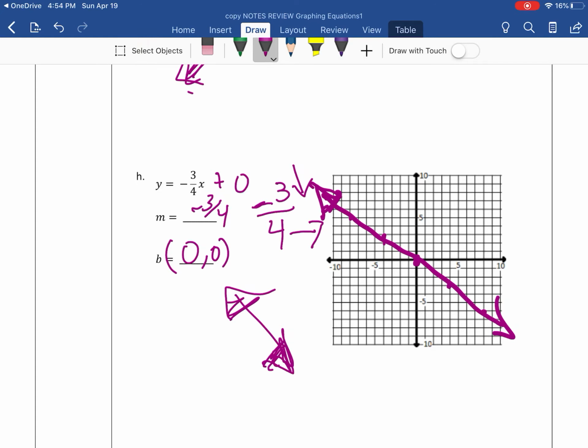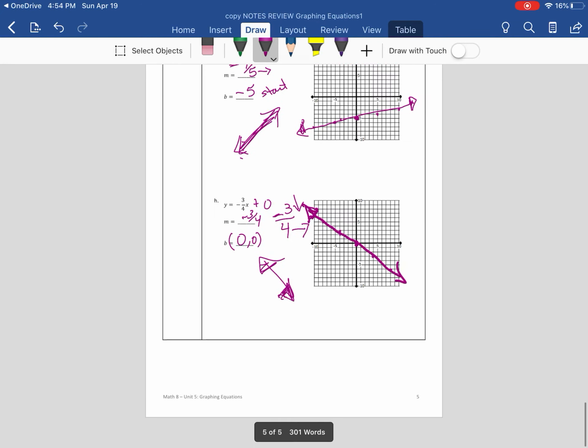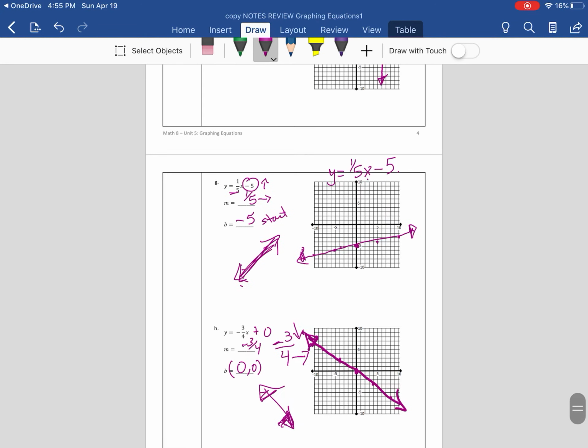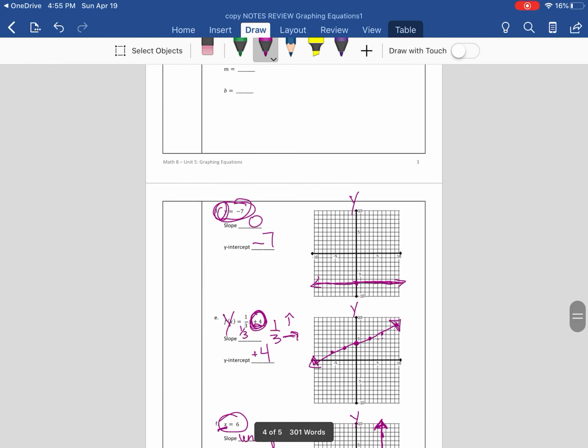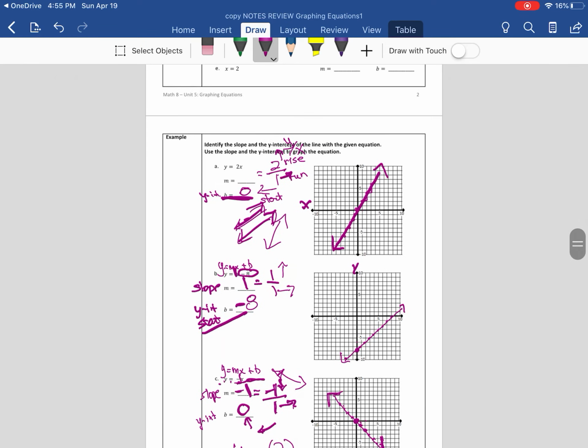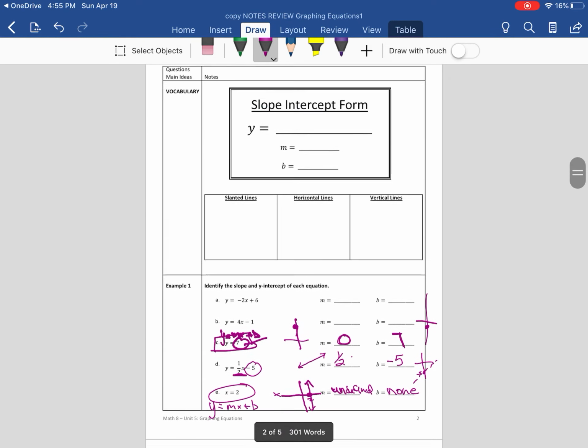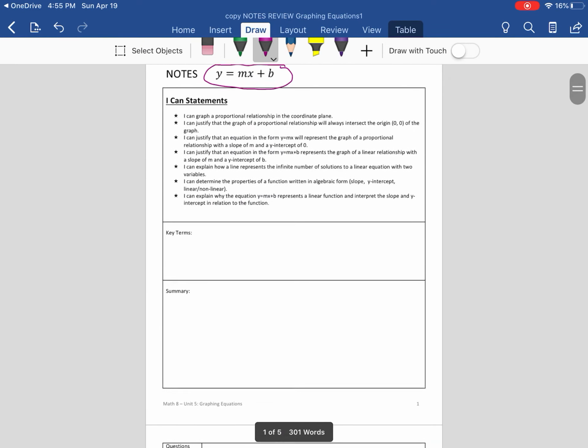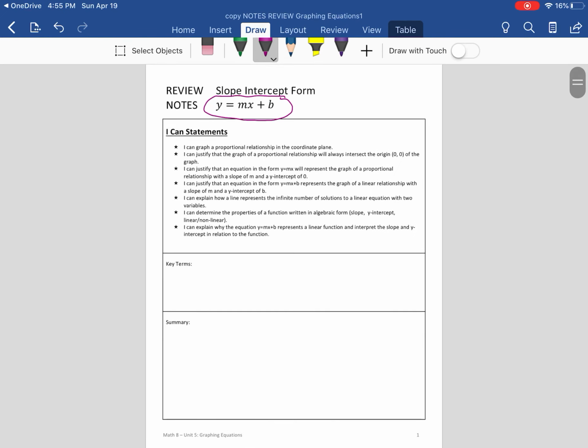All right, now as you can see, mine are pretty good. I have a pen. Please take your time when you do your worksheet so I can see where you're starting your graph on the y-axis. Make sure that I can see what points you're going through. Okay, that should do it. So all right, that's it for slope intercept form. That's our review. Now you need to do your worksheet that goes along.